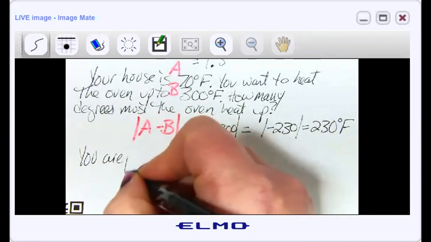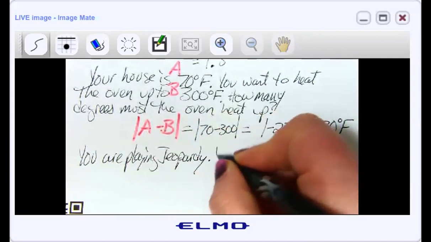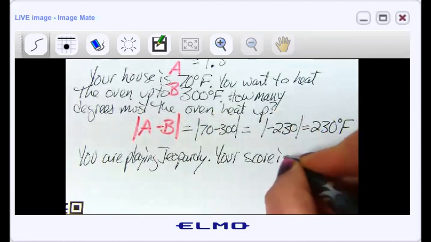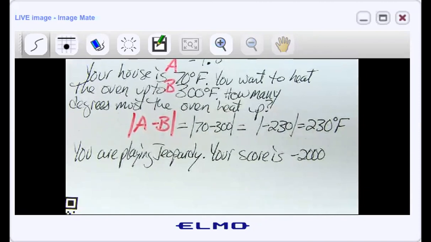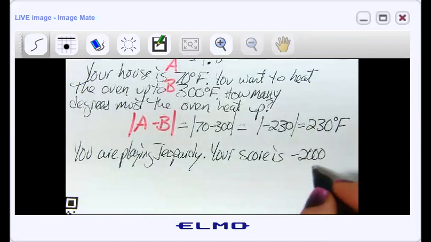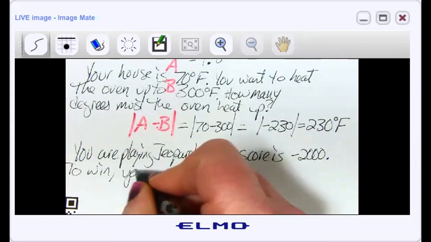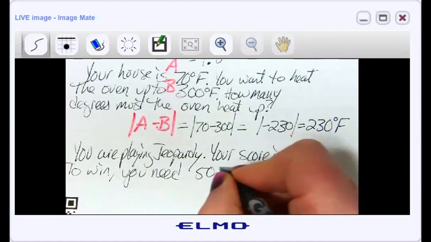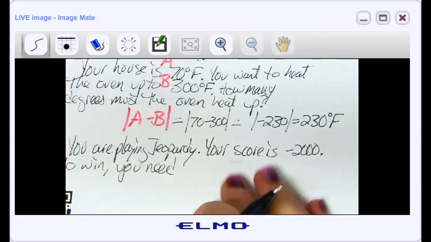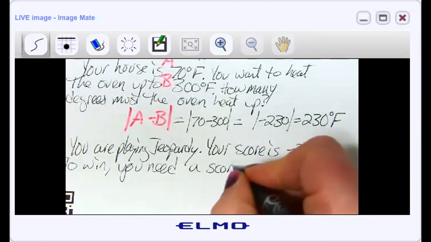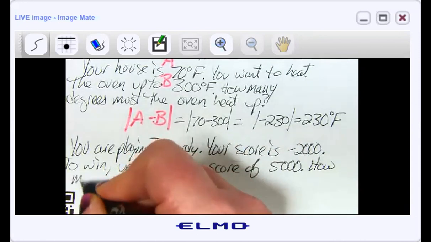You are playing Jeopardy, one of my favorite games. If you are unfamiliar with Jeopardy, if you get a question wrong, you can lose points and you can go negative. So right now your score is negative 2000. Maybe you're not doing so good. To win, you need 5,000 points. Well, hold on. You need a score of 5,000 points. That's what I mean. You need a score of 5,000.